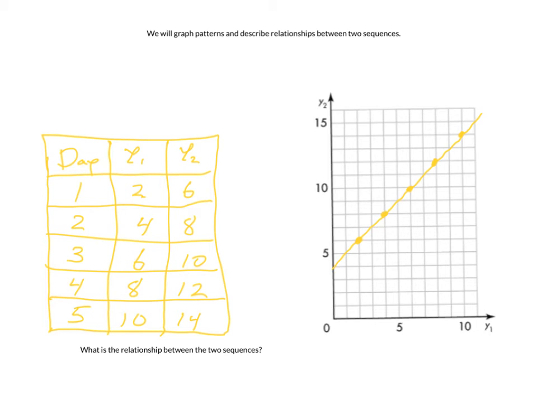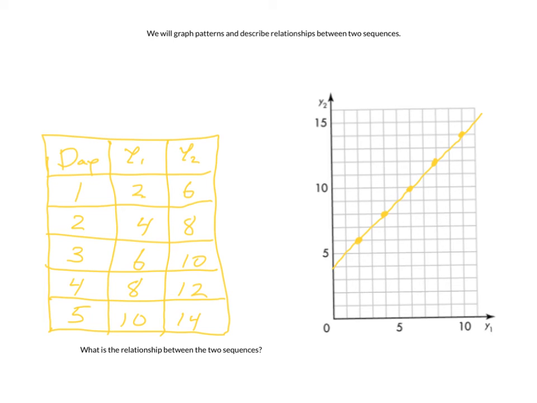So in this case, if you see 2 and 6, 4 and 8, 6 and 10, 8 and 12, what you realize is that we're adding 4 to the y1 to get y2. So 2 plus 4 is 6, 4 plus 4 is 8, 6 plus 4 is 10, 8 plus 4 is 12, and 10 plus 4 is 14.